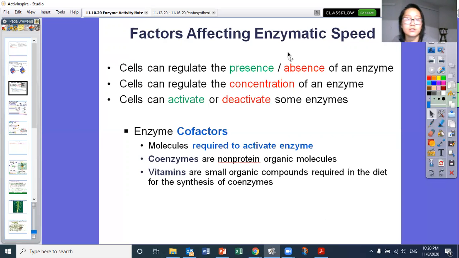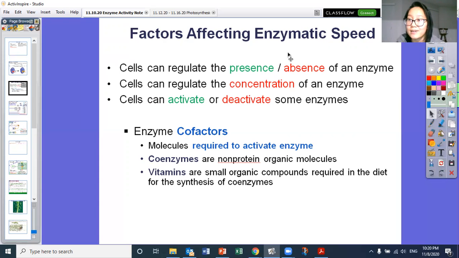However, there are other factors, including cells regulating the presence or absence of an enzyme. So cells can choose to make enzymes, right? They are proteins, so they are molecules that are organic and they are makeable by cells. So cells will either make more of an enzyme when they need to, or make less of an enzyme when they need to.